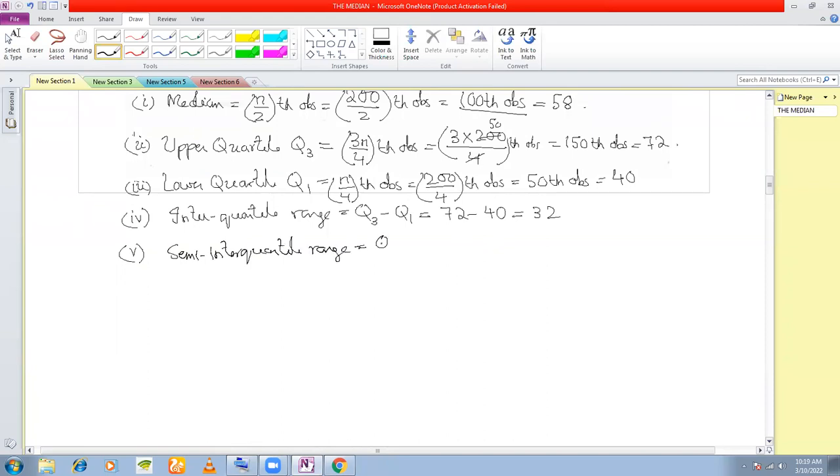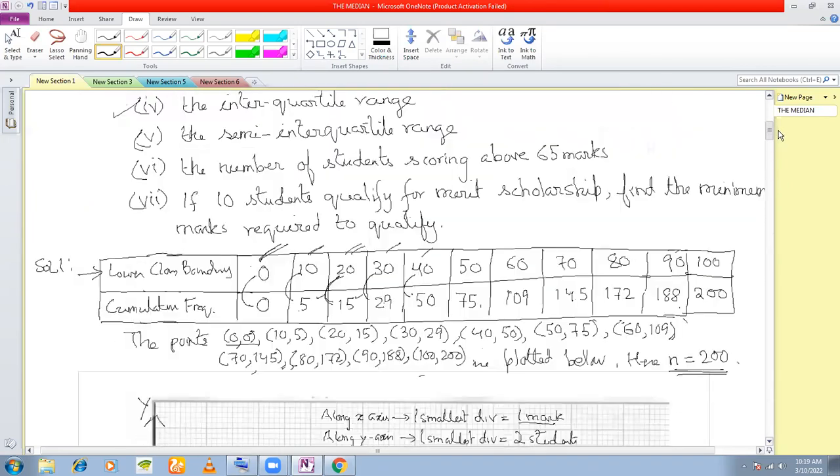Semi-interquartile range is Q3 minus Q1 divided by 2. And Q3 minus Q1 we have got above as 32, divided by 2. So this is 16. So that answers the 6th question also. Once you get the upper quartile and the lower quartile, you're obviously going to get the semi-interquartile range very easily. Okay.